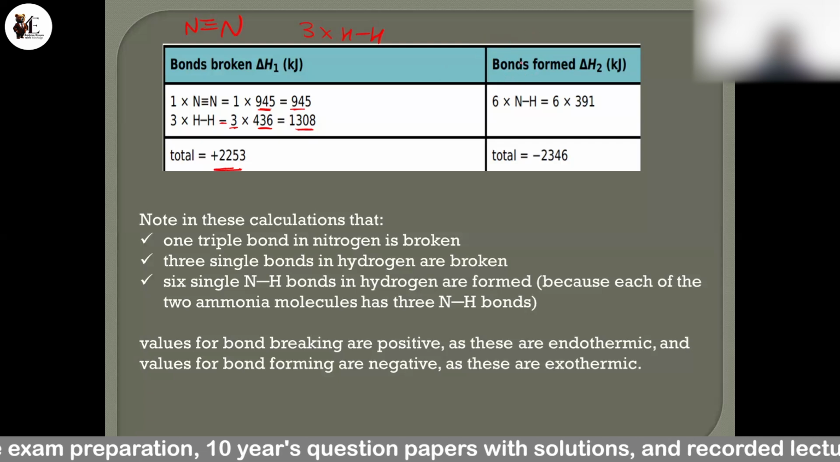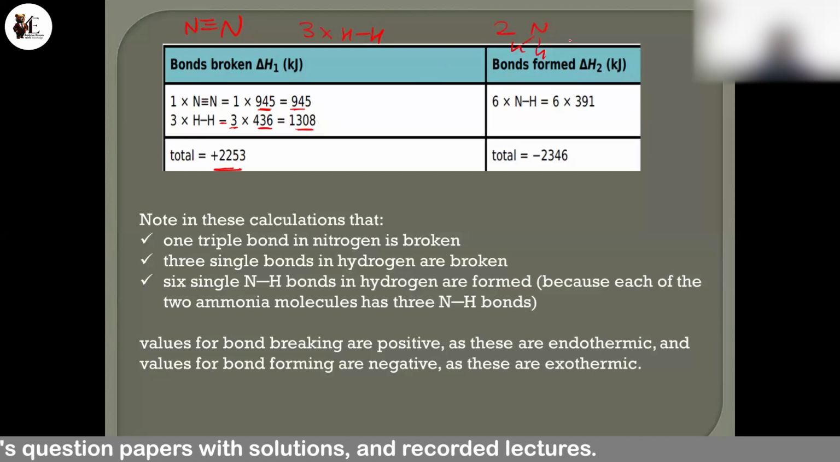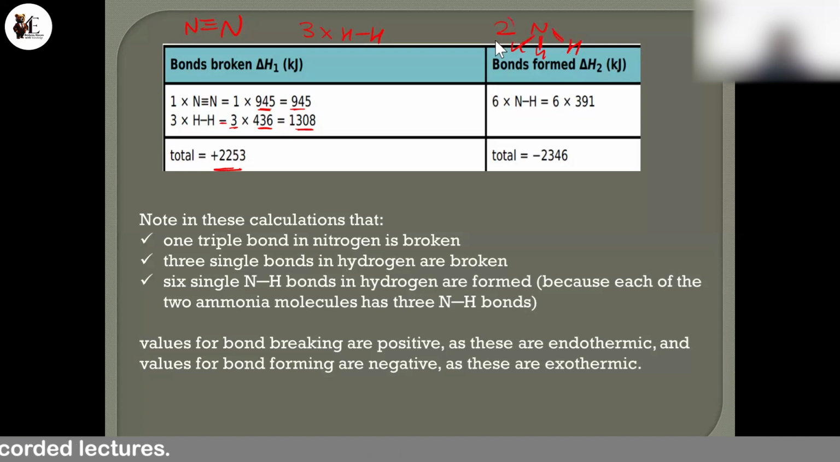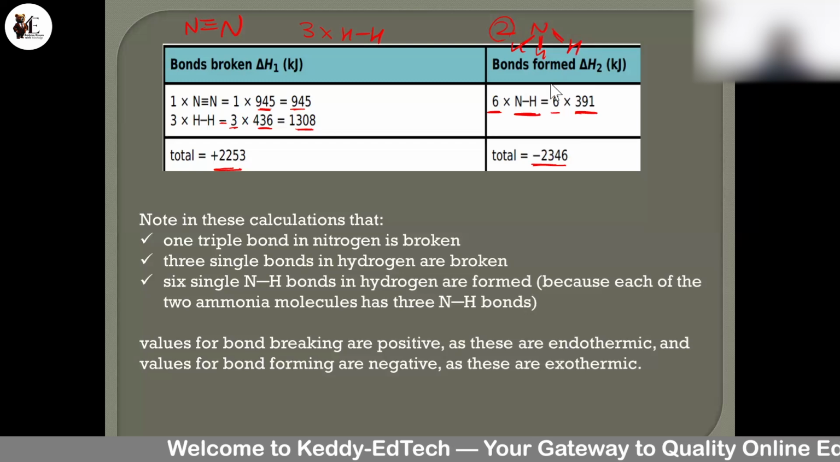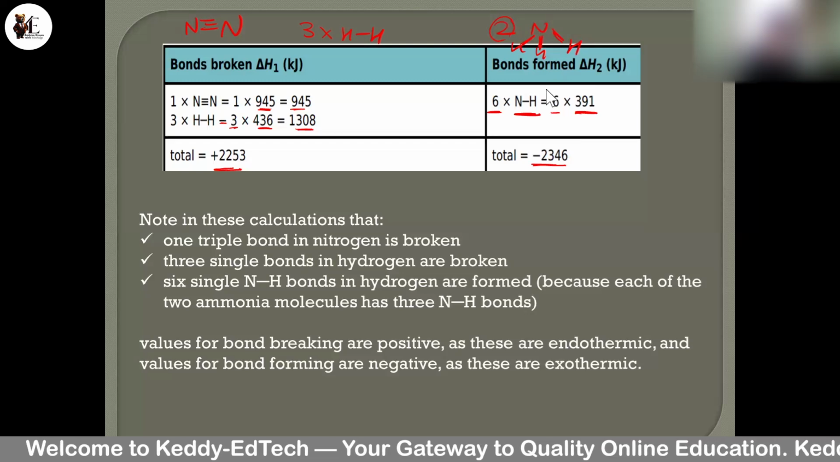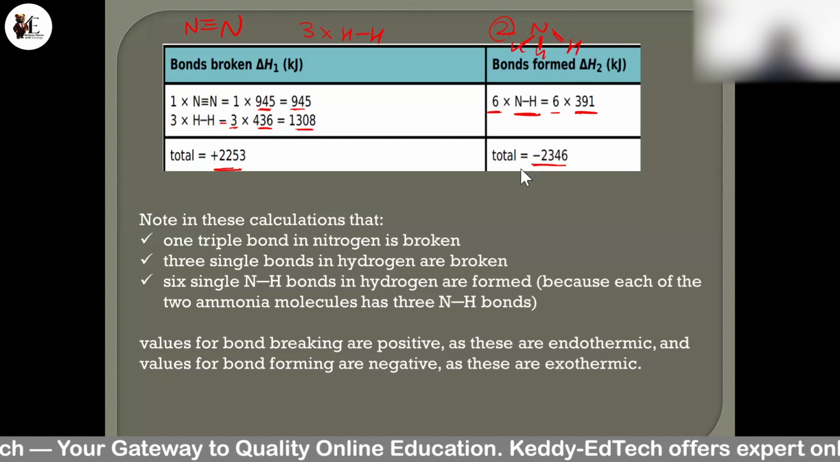Then you have to make bonds formed. So you are forming 2 NH3, right? So how many NH bonds are there? 1, 2, 3 NH bonds are there. So you have to multiply it with 2. 3 into 2 is 6. So 6 NH bonds, you have to multiply 6 with 391. Solve it, you get minus 2346. Why minus? Because bond formation is exothermic or endothermic? Exothermic. That means delta H2 should be negative.